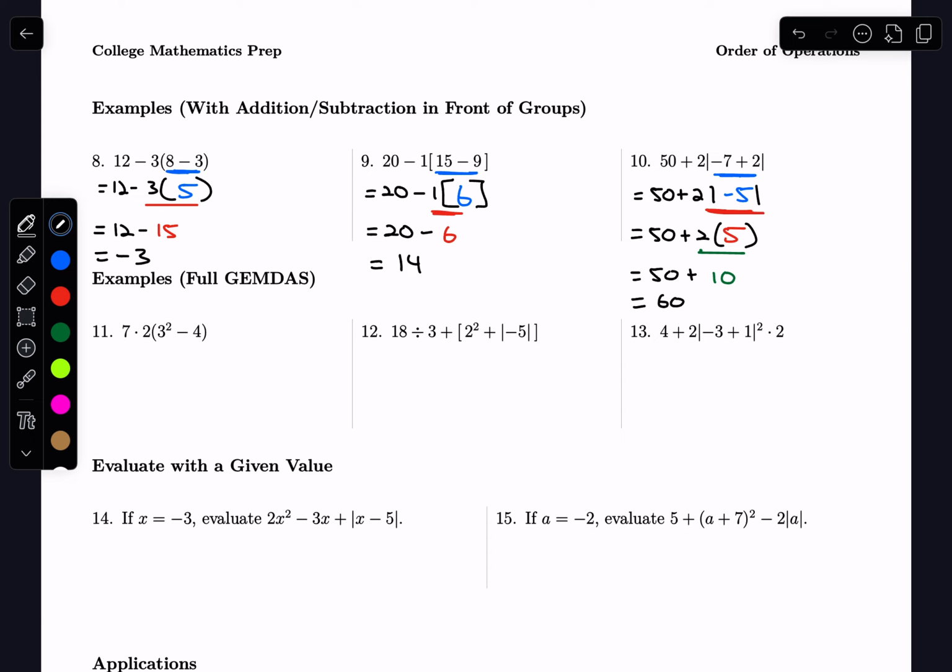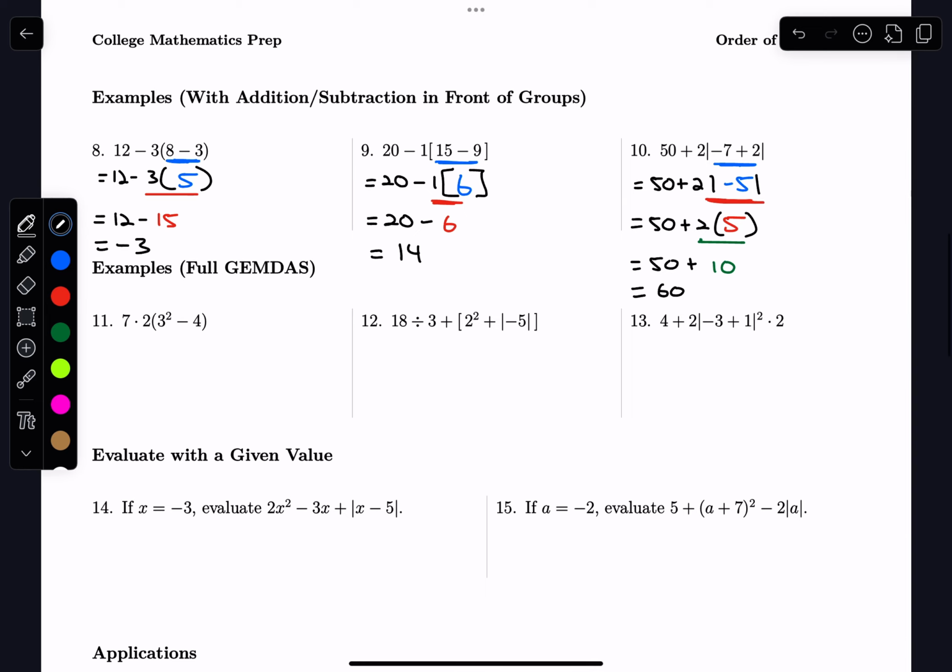All right, now we're going to include a little bit more. Now we're going to have some exponents. So number 11, we have 7 times 2, and in parentheses 3 squared minus 4. The first thing we do is look inside of the grouping symbols. So we see 3 squared minus 4 on the inside.